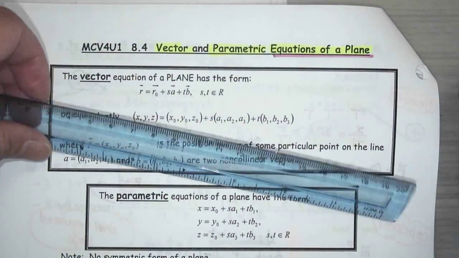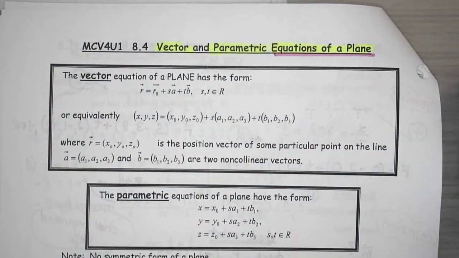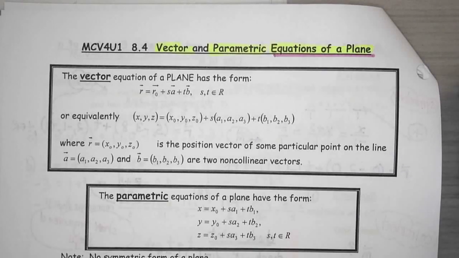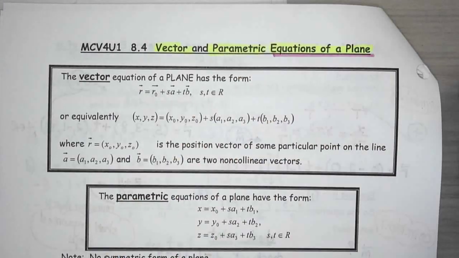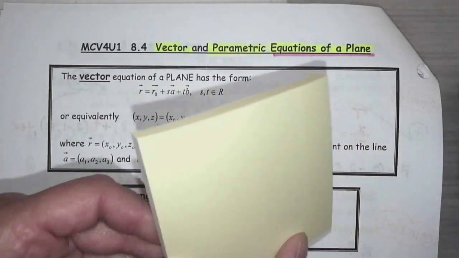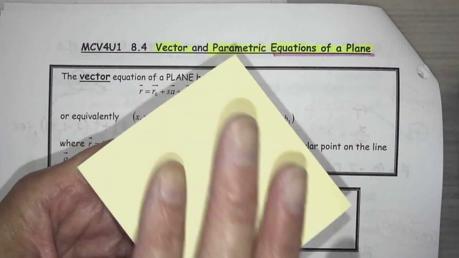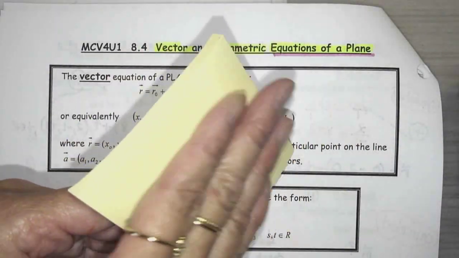So when we describe a plane, we're trying to describe a surface, right? So we're trying to describe a surface. So if I was trying to describe, say, this Post-it note, we're trying to describe this surface. It could be floating here, this surface here, like that.